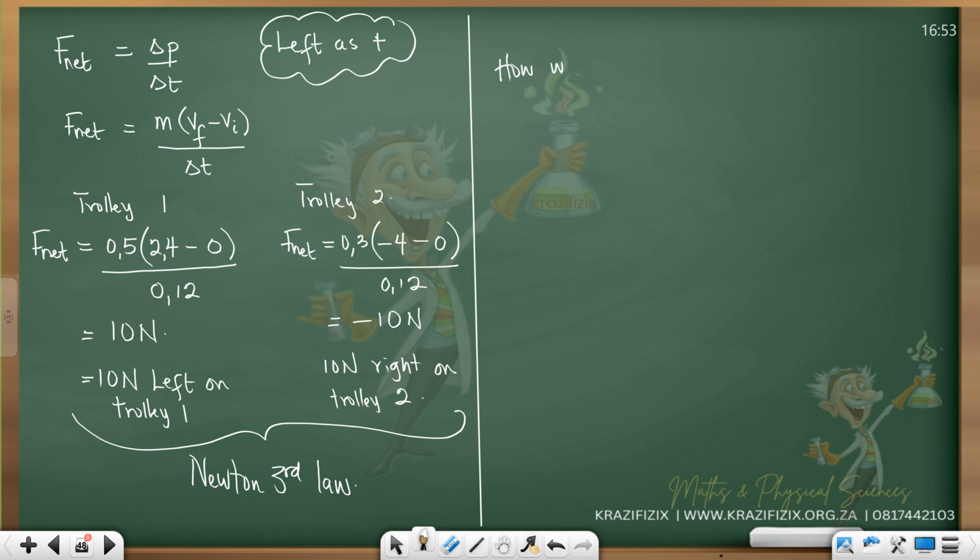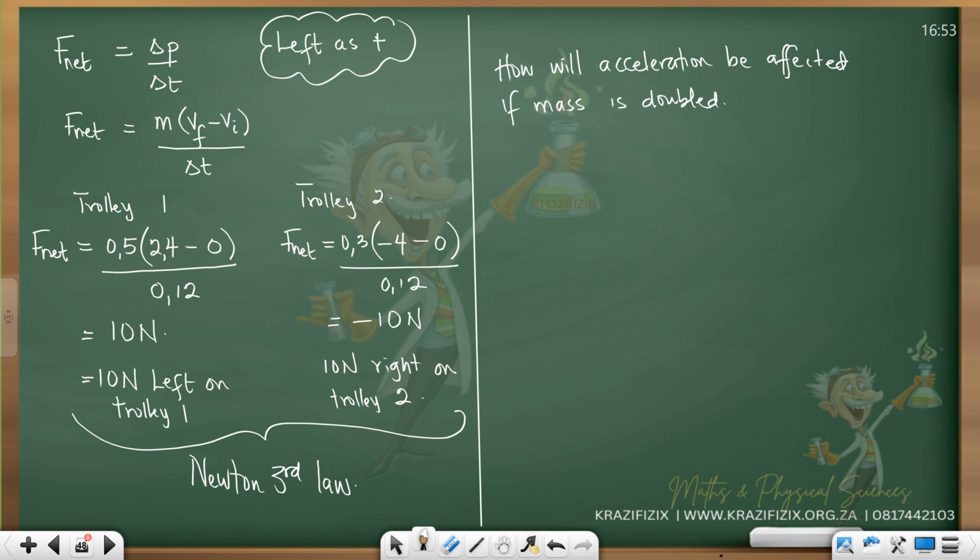How will acceleration be affected if mass, this is grade 11. We are looking at the relationship between mass and acceleration. Do you guys remember your Newton's second law?